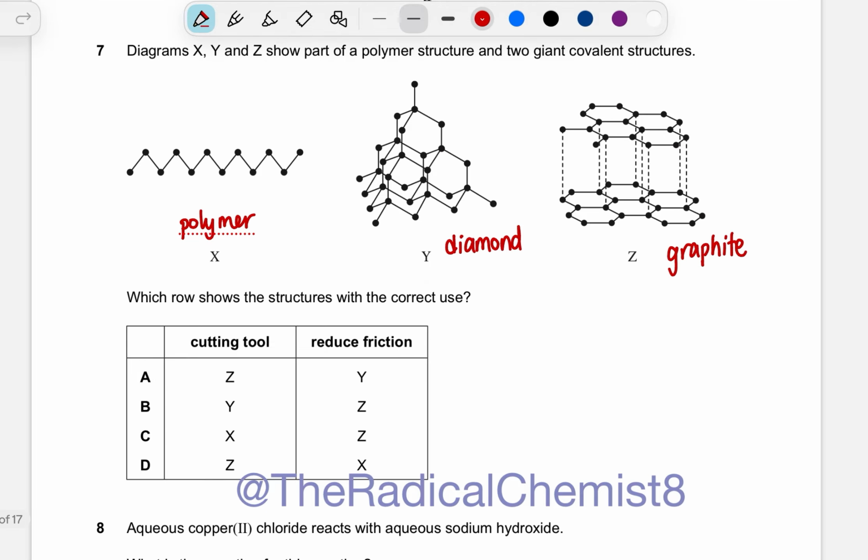Which row shows the structures with the correct use? Cutting tool and reducing friction. So cutting tool you should know is diamond. So your answer automatically is B. Reducing friction, well, you know that graphite is used as a lubricating agent since it's soft and slippery, so that's also correct.